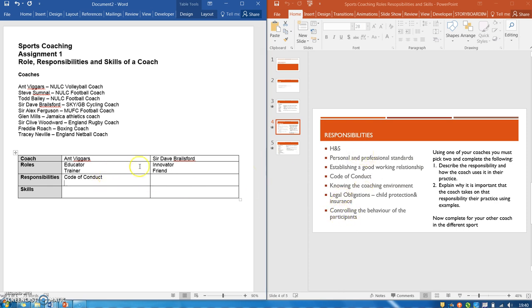Another area that I think Ant would take on, certainly as a responsibility, is that, I mean, you'd probably take all of these on if we know Ant, and he does do that. But I'm going to pick one, which will be controlling the behaviour of the participants.